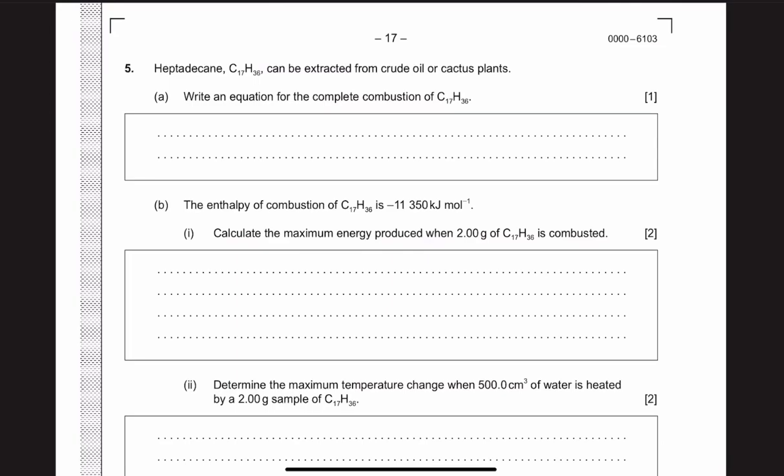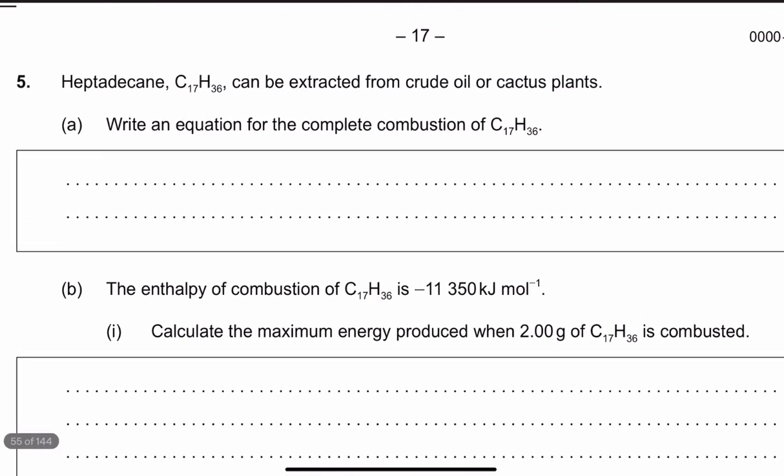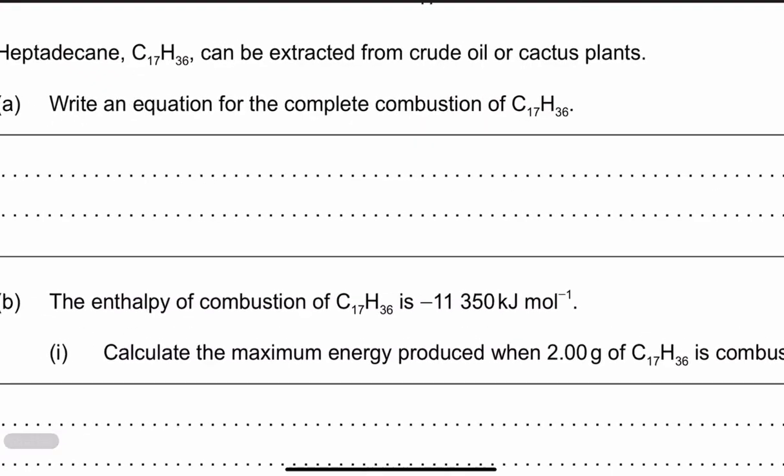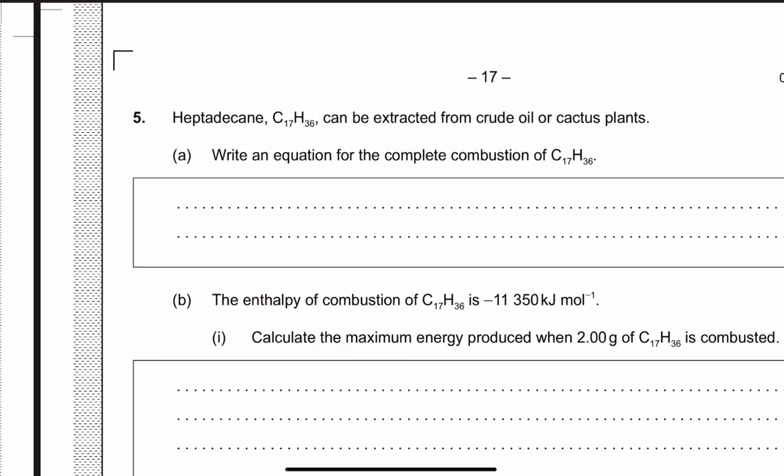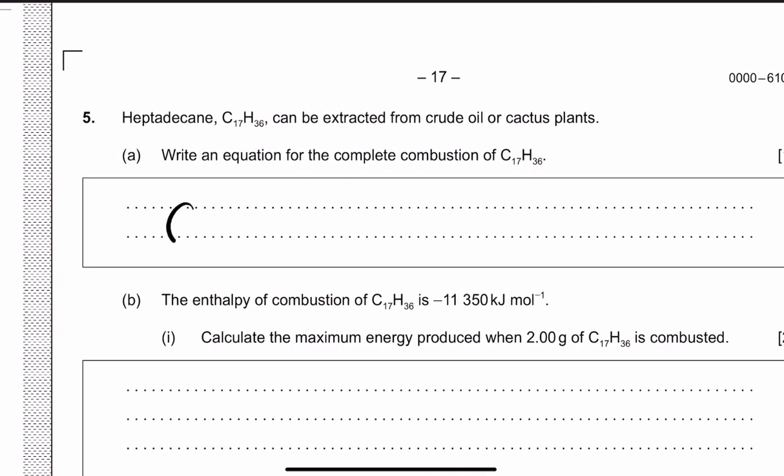Okay, heptadecane can be extracted from crude oil or cactus plants. Write an equation for the complete combustion of C17H36. I have a nifty trick for doing equations like this. It's in the SL video, so if you want to see it, see the SL video. Otherwise, this is the answer.